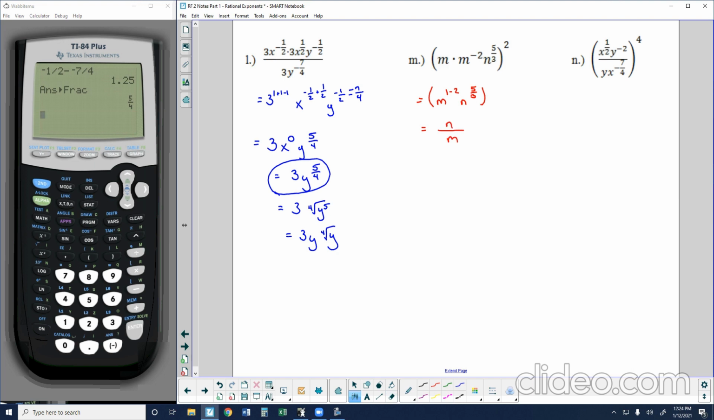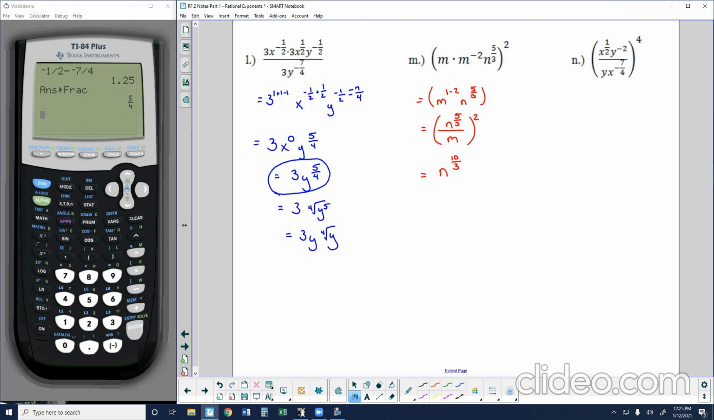1 over m. And then I'd still have n to the 5/3 power here. Now this is all still being taken to the second power. So remember, if I have an expression with an exponent, and I'm taking that to a power, I'm going to multiply my exponents together. So n to the 5/3 taken to the second power would be n to the 10/3 power.